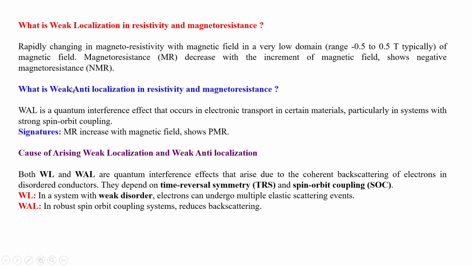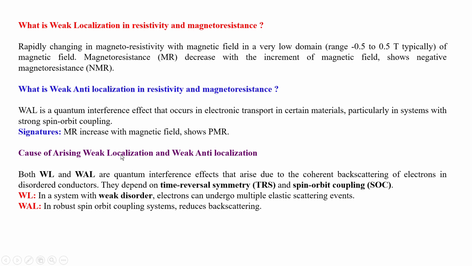But in the weak antilocalization signature, this shows the positive magnetoresistance effect due to high spin orbit coupling in these materials. At zero value of the magnetic field, this shows a very low value of resistance that increases with the increment of the magnetic field. So this shows very high conductivity at zero value of the magnetic field. And these follow the quantum interference effects in electronic transport in certain materials, particularly in systems with spin-orbit coupling.